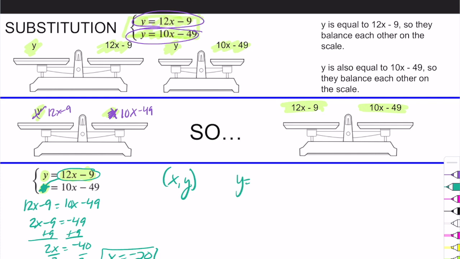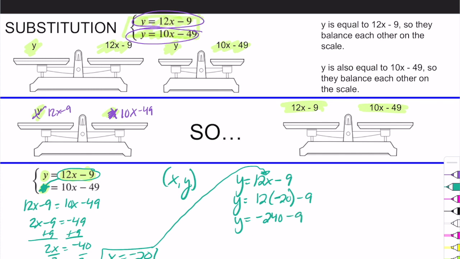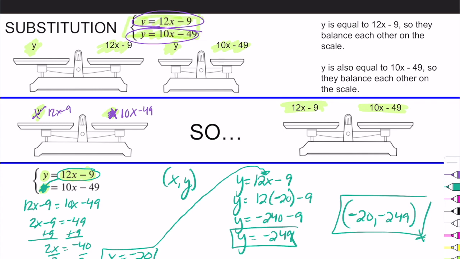I'm going to choose y equals 12x minus 9. And we know the value of x, so we're going to plug that negative 20 in for x. So I would have 12 times negative 20 minus 9. So we have y equals negative 240 minus 9. y is negative 249. So now we know our x, we know our y. If I were to graph these two lines, they would intersect at the point negative 20, negative 249. That is the solution to the system of equations.